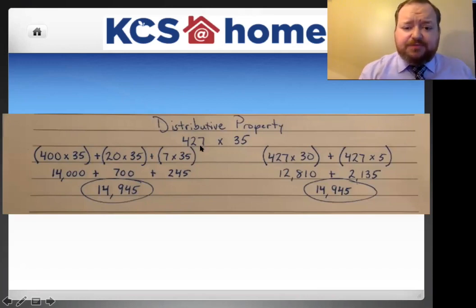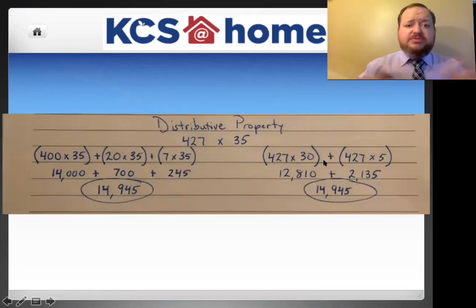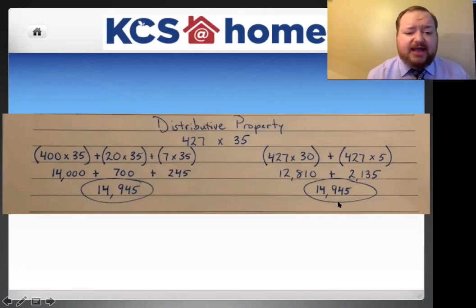Now I also did the distributive property on the right-hand side, but this time I did it a little differently. I kept the first factor the same. 427 is in both sets of parentheses, but I broke apart the second factor. I multiplied the first one by 30, multiplied the second one by 5, and that's the distributive property. Breaking apart the factor, splitting it up so that it can be multiplied out or distributed to be able to multiply a little bit easier, okay? I found the answer for each set of parentheses, put it together, ended up with the exact same answer as I got with the first way I did it. Both ways of using the distributive property to break up the factors gave me 14,945.